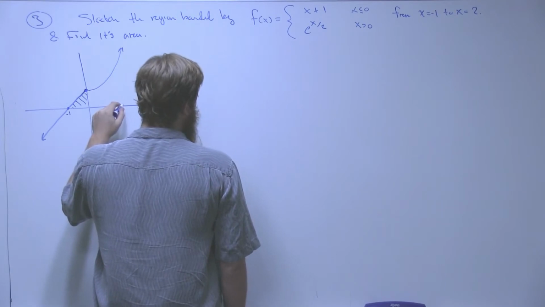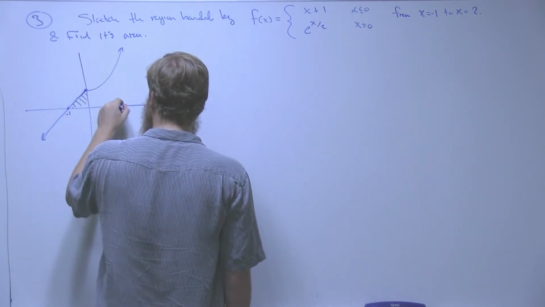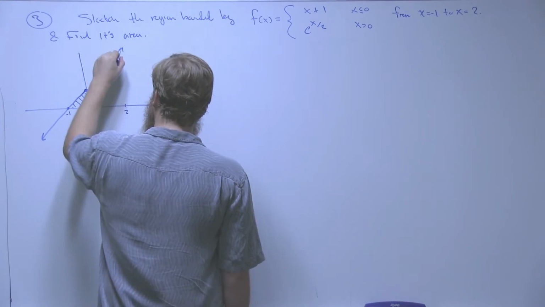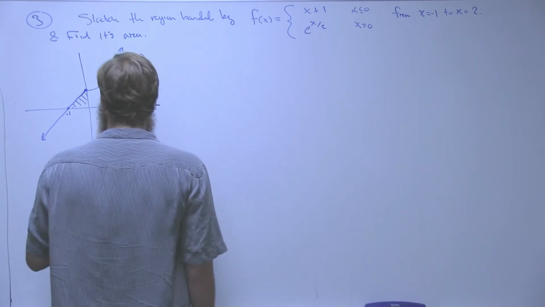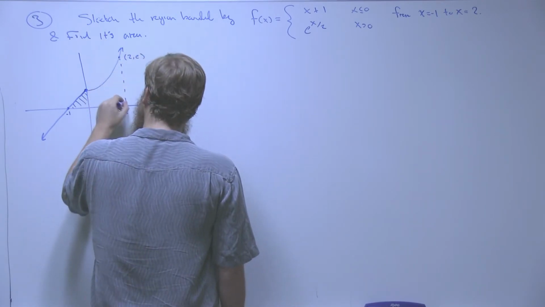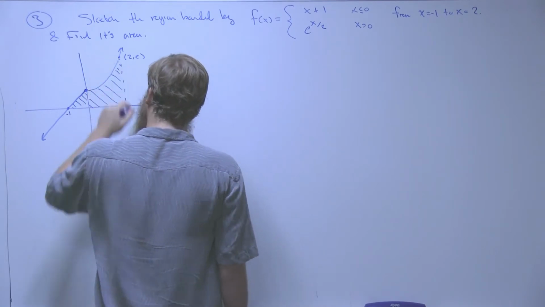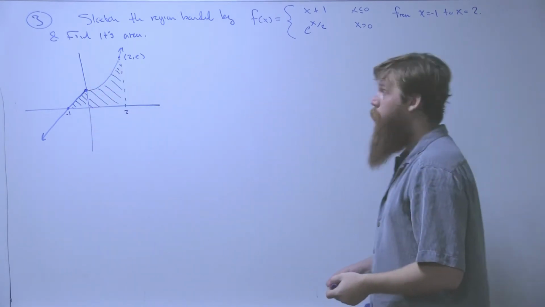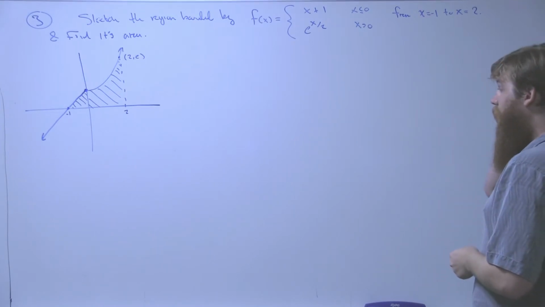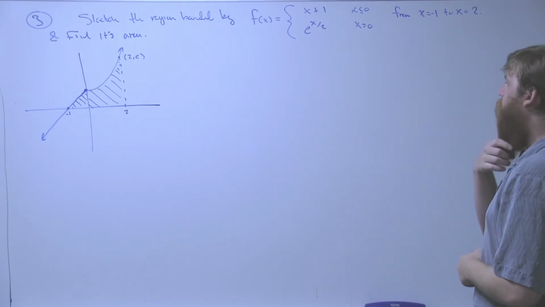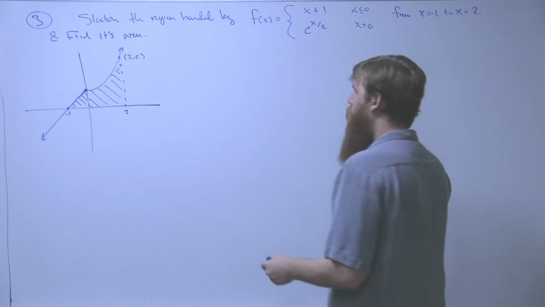Well, where is 2 going to be? 2 is going to be right at e. So if that's 1, a little bit further, say here. So this is the point 2 comma e. And the shaded area is the region in question. If I want to find the area, it's sufficient to integrate f of x from -1 to 2 because this function is positive on that interval.